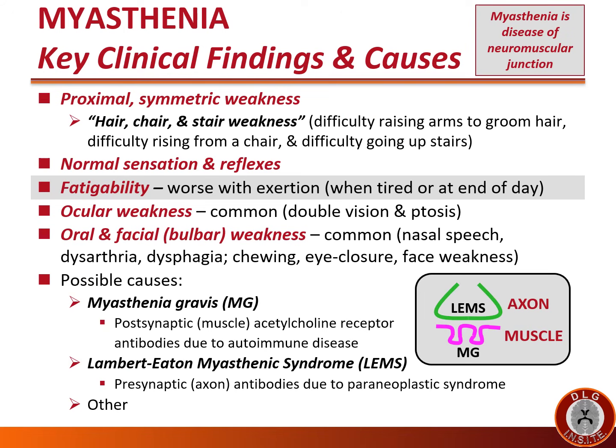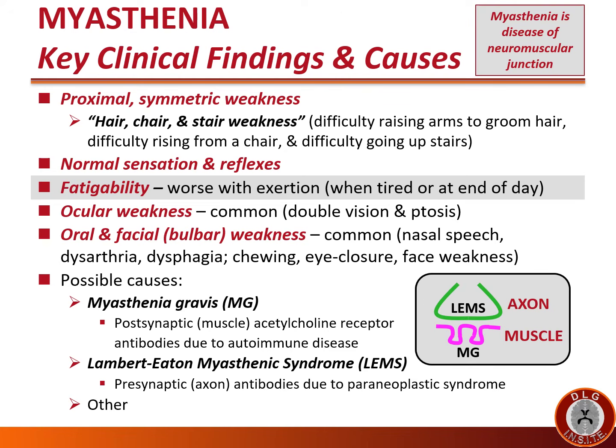Myasthenia is the term we use for disease of the neuromuscular junction. The key clinical findings are proximal symmetric weakness, normal sensation and reflexes, fatigability, ocular weakness, and oral and facial or so-called bulbar weakness. The proximal symmetric weakness is sometimes known as hair, chair, and stair weakness. Difficulty raising your arms to groom your hair, difficulty rising from a chair, and difficulty going upstairs. Of course, it's only involving the neuromuscular junction, so sensation and reflexes are normal.